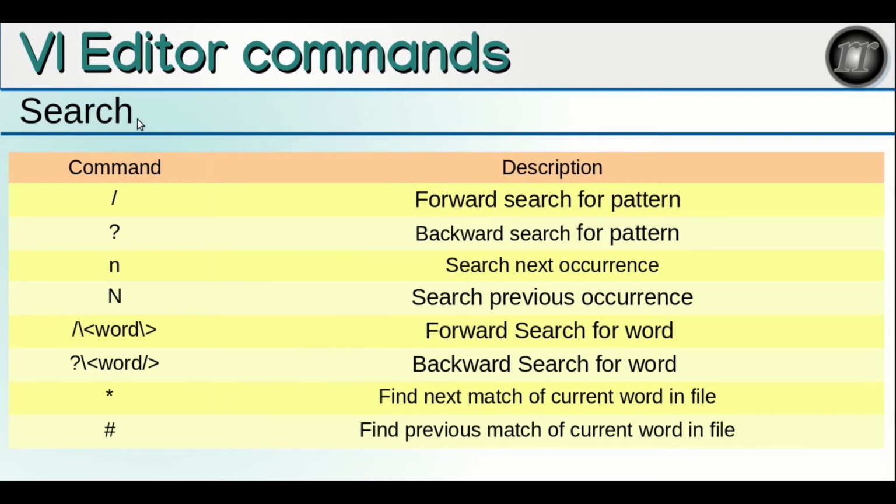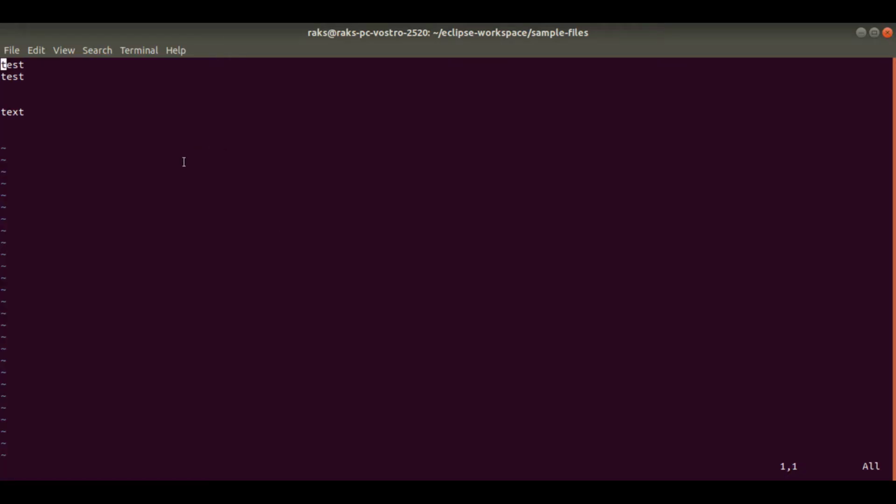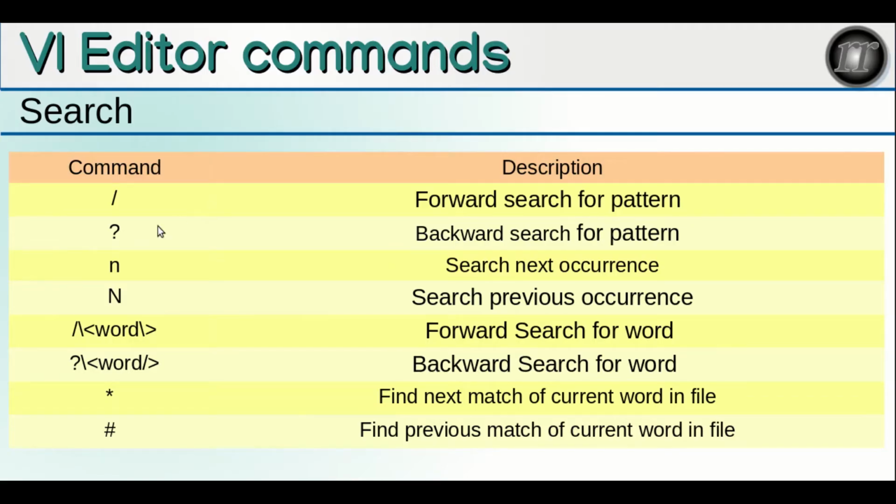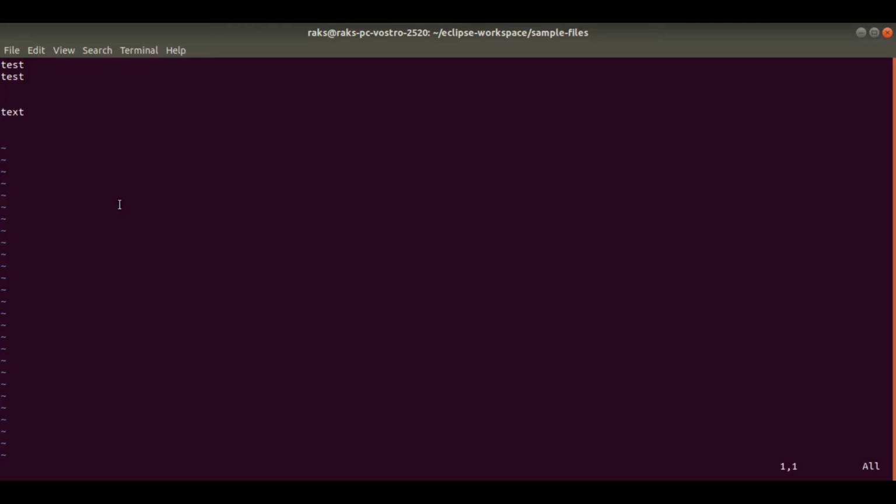There are some search options in the vi editor. By using these commands you can search text in your vi editor. If you want to search text in the forward direction, you will use slash. I will show you how you can use it. In command mode, just type /test, enter. You can see the cursor is at the word.